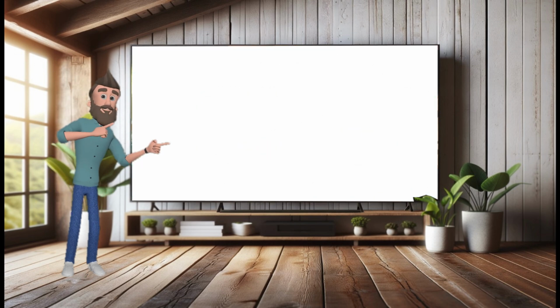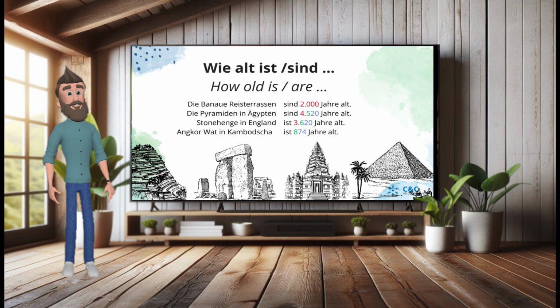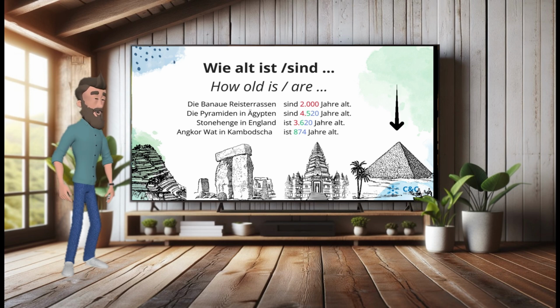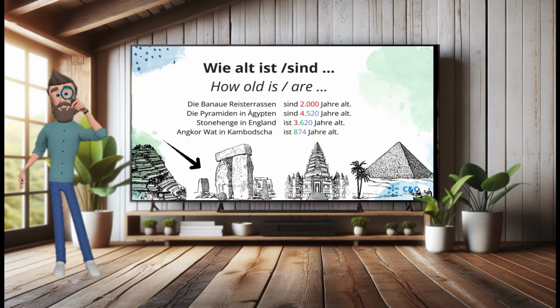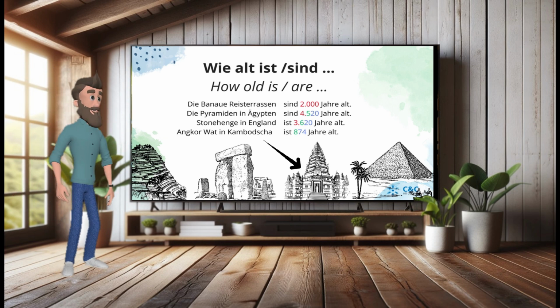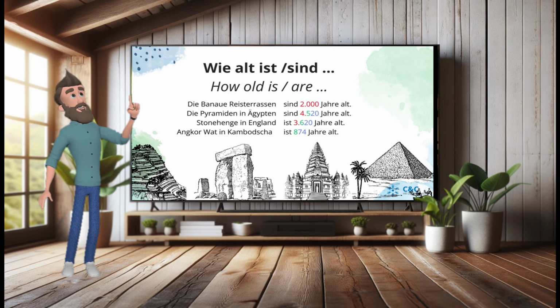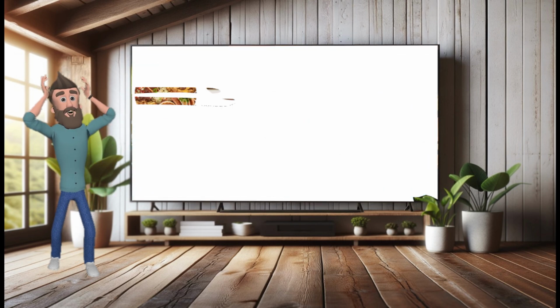Let's take a look at the first one. Die Banaue Reisterrassen sind 2000 Jahre alt. Reisterrassen, rice terraces. Die Pyramiden in Ägypten sind 4520 Jahre alt. Stonehenge in England ist 3620 Jahre alt. Und Angkor Wat in Kambodscha ist 874 Jahre alt.